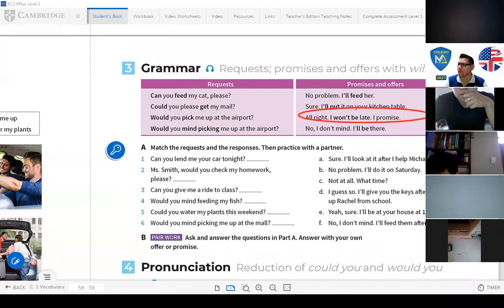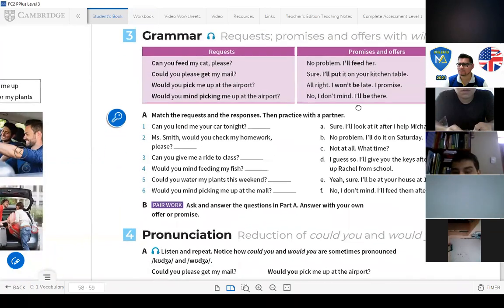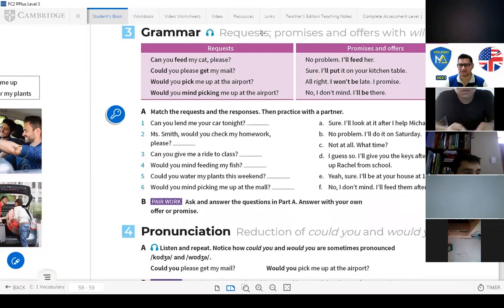All right, I won't be late, ¿no? I won't be late, I promise, ¿no? I don't mind, I'll be there, ¿ok? For example, we are using this will. Utilizamos el will, el want para ofrecer algo que vamos a realizar o algo que vamos a hacer. Okay? For example, here, there it is, no?